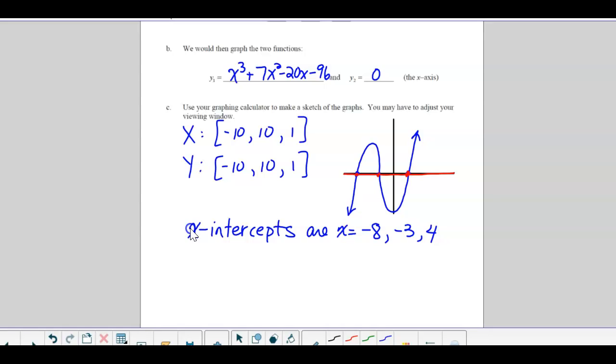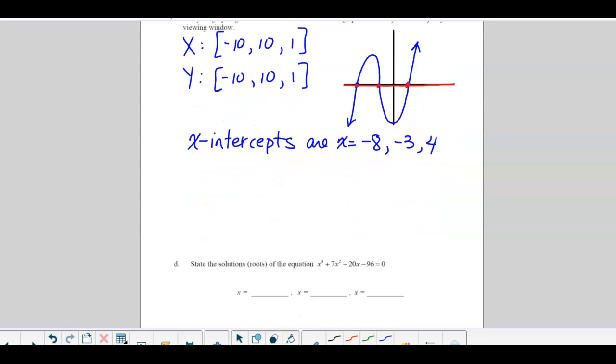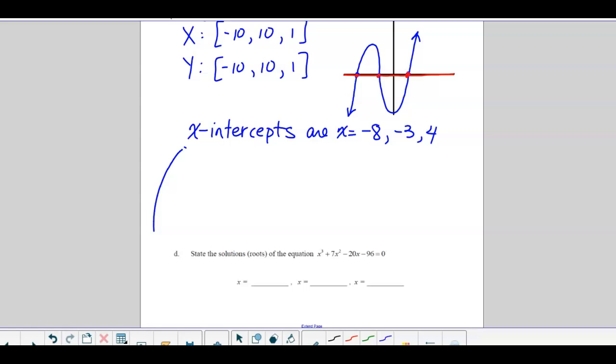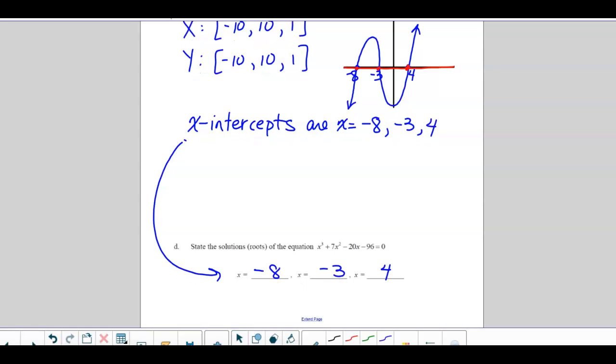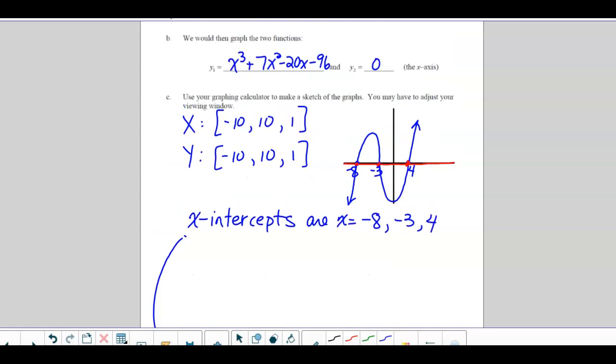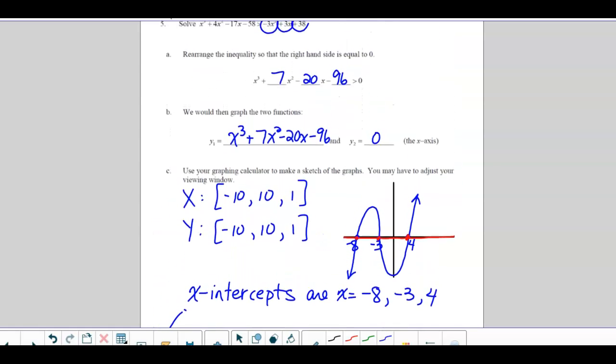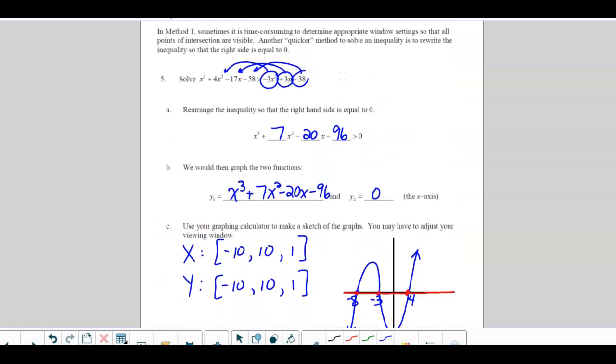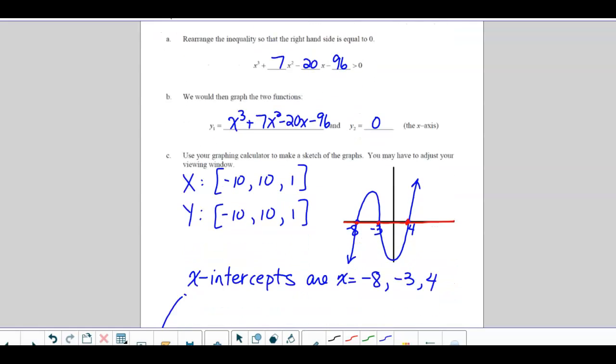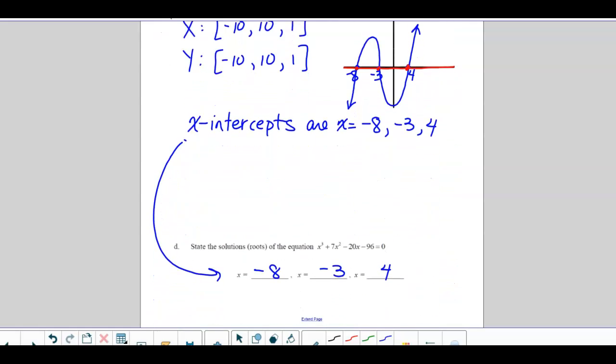Okay, so now, so we need to go, that's what we're looking for. So -8, -3, and 4. And you could label them on your graph. Okay, so now we want to finish solving this. So this is a greater than 0 function.